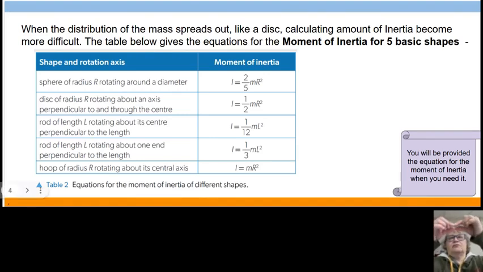Then you have a rod, like a rectangular piece of metal that's spinning. And then you have another rod, but this time instead of spinning this way, it's spinning this way, along the whole length of the rod. And then you have hoops. Basically, hoops are hollow cylinders. Like I said, the moments of inertia will mostly be given to you. You do need to know how to handle a point particle, but most of these other ones will be given to you.